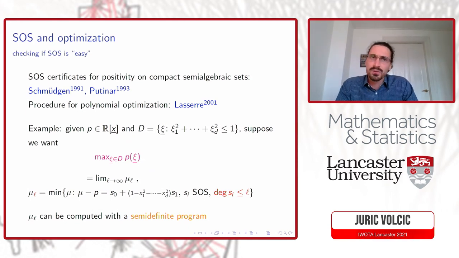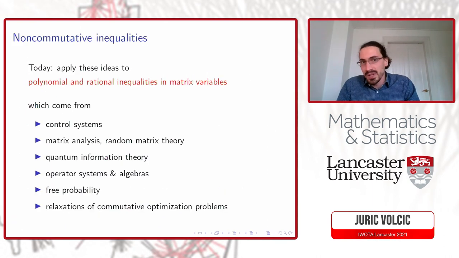Okay, so these ideas of certifying positivity with sums of squares, and also applying this to optimization, today I want to talk about how to apply these relatively old ideas from commutative algebra to non-commutative things, namely to polynomial and rational inequalities in matrix variables. So matrices don't commute, so here we get our non-commutativity.